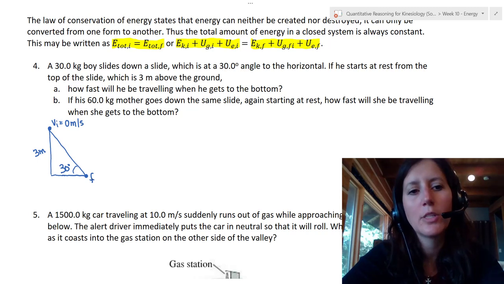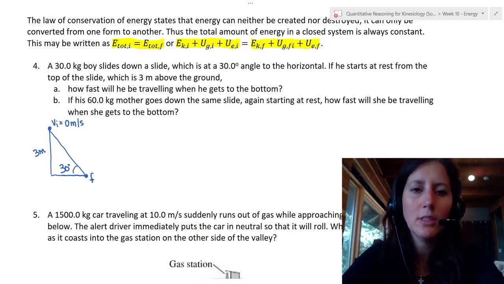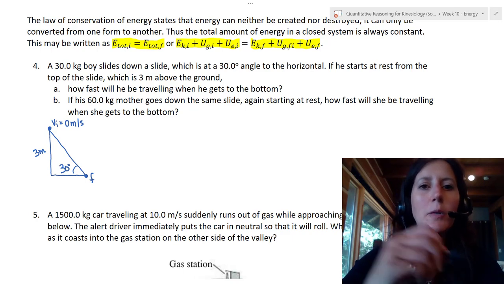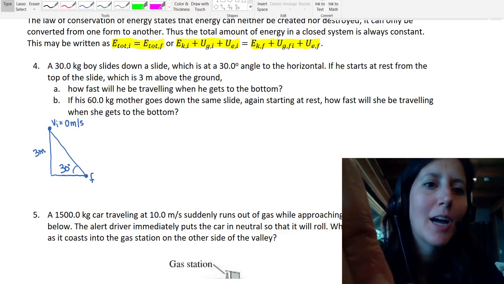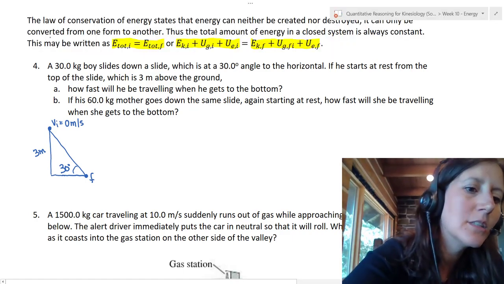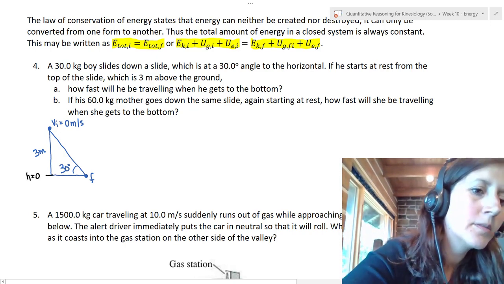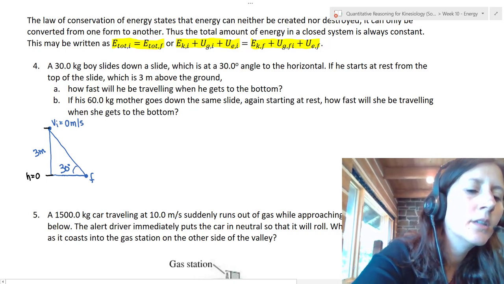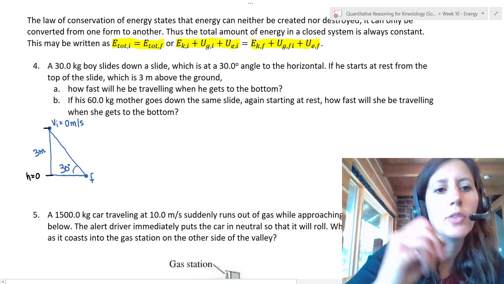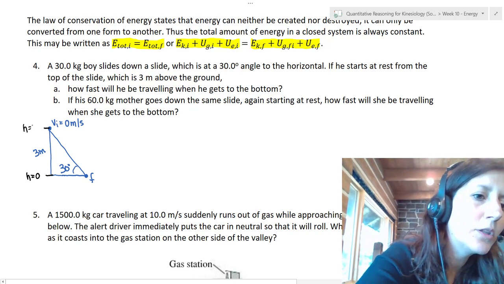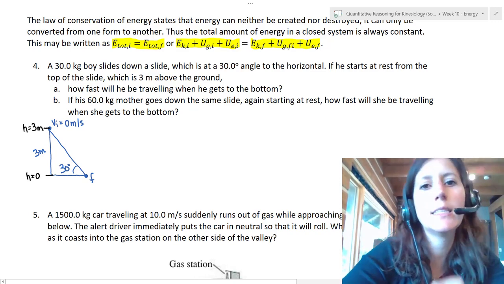Okay, so when we talk about gravitational potential energy, it equals mgh. That h depends on where we decide to put our reference height. Now, most of the time, people will choose the bottom of the diagram to be the reference height. So that means right here, I'm saying my height is 0. So up here, what is the height? Well, the slide is 3 meters above the ground, so this height over here would be 3 meters. And it's as simple as that.